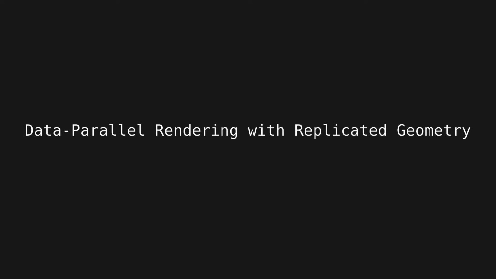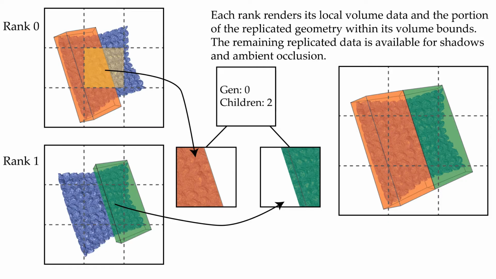More complex data distributions can also be rendered using the distributed FrameBuffer. In this example, we render a volume distributed among two ranks, and an isosurface which is replicated between the ranks to allow for computing shadows and ambient occlusion on the surface.